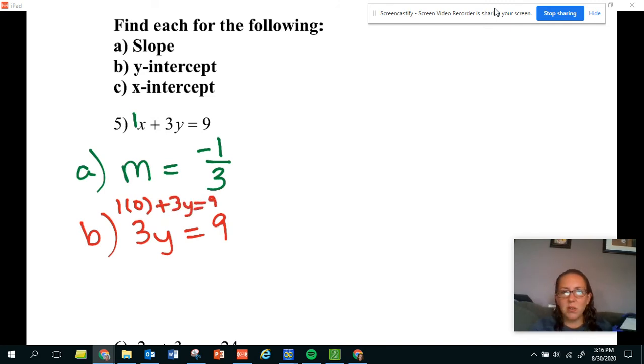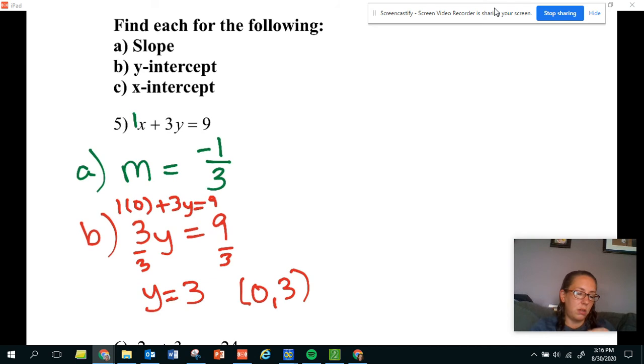But that's an extra step. You don't have to write that out. You could just jump to 3y equals 9. Well, if I divide both sides by 3, y equals 3. So the y-intercept is going to be the point (0, 3).